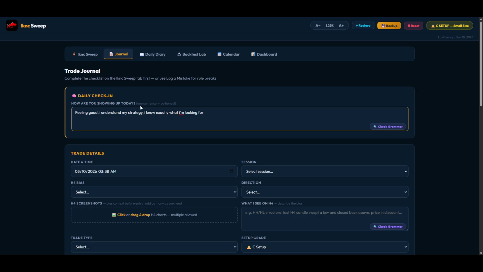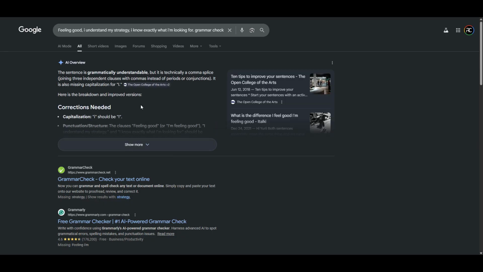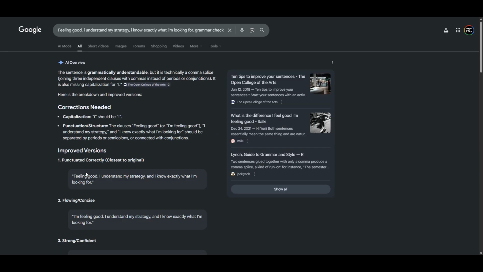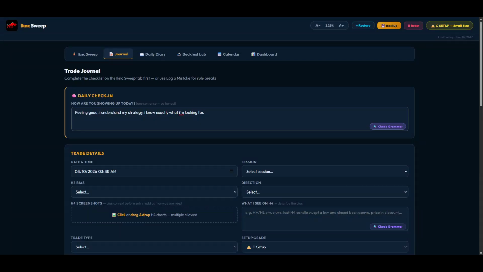All right, so here we go. Feeling good. I understand my strategy. I know exactly what I'm looking for. Period. I know it's not that much to check, but we'll just show you what it looked like. It takes me here. It says capitalize this. This is what it should look like. So we'll just go ahead and copy this. I'll go back over here, put that in.